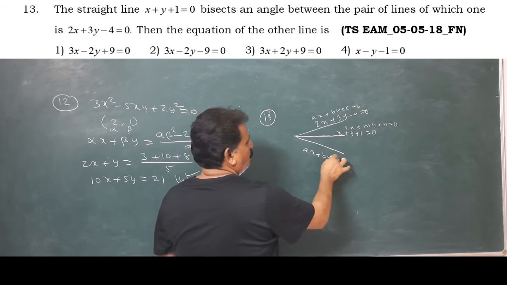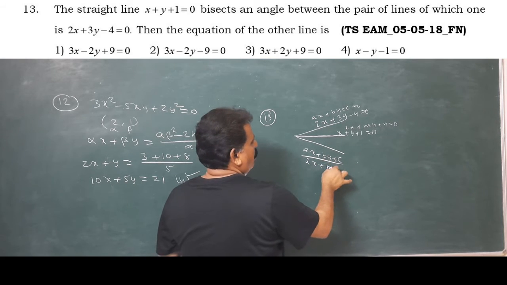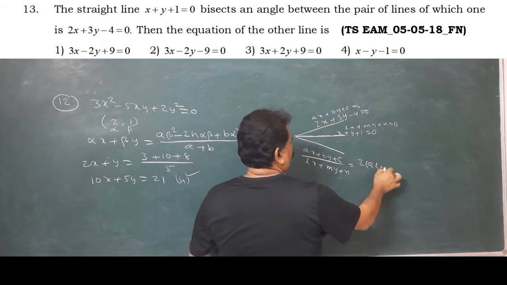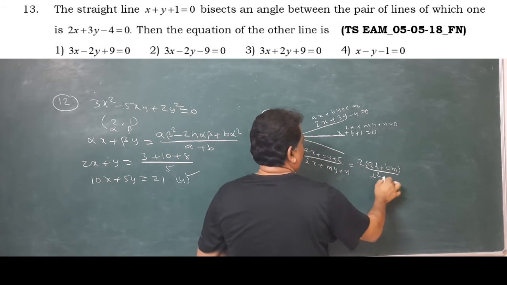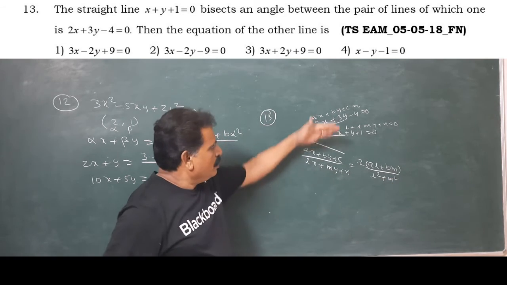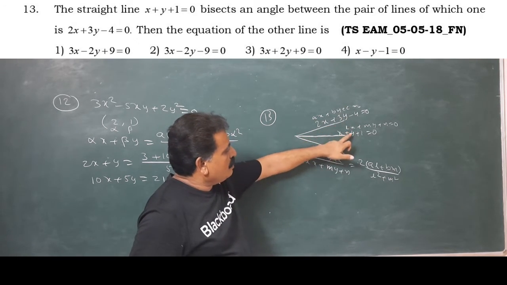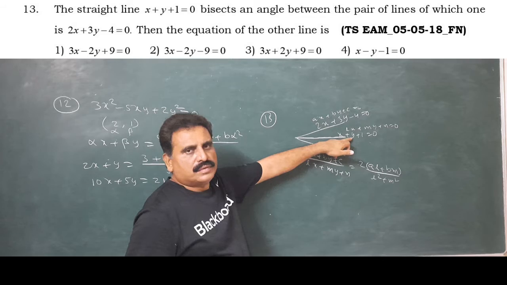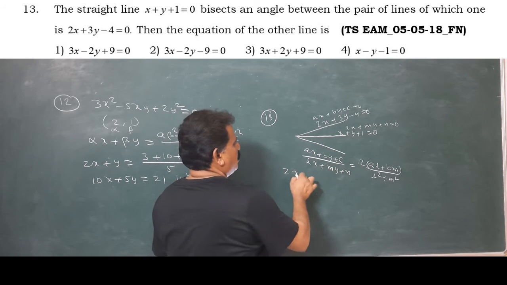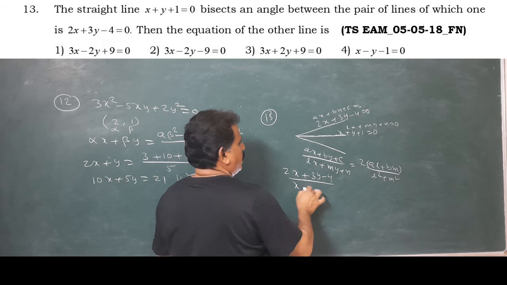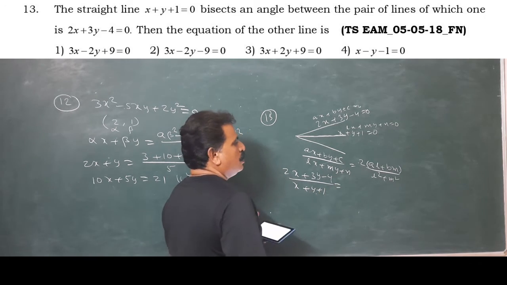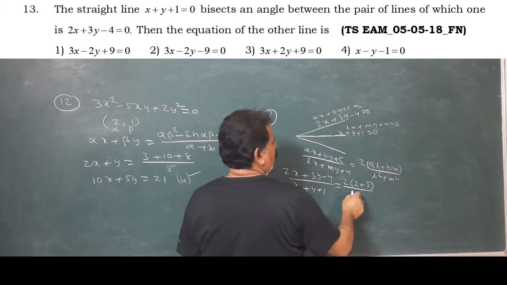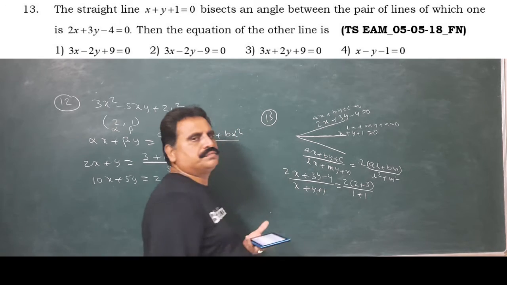So (ax plus by plus c) by (lx plus my plus n) equal to 2 into (al plus bm) by (l square plus m square). Here we want the image of this line with respect to this line. It is up line and it is down line. Numerator, denominator: this equal to, simple, (2x plus 3y minus 4) by (x plus y plus 1) equal to 2 into (al, 2 plus bm, 3) by (a square plus b square, 1 square plus 1 square).